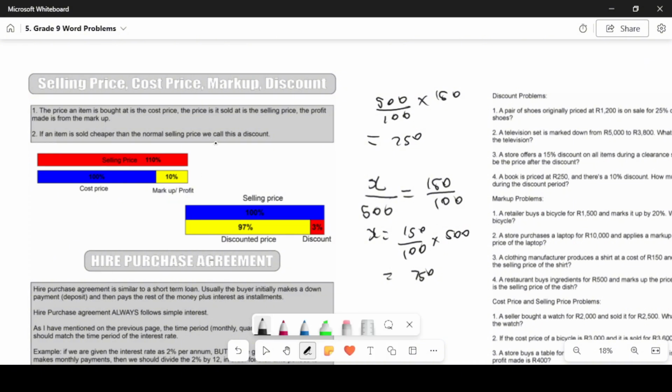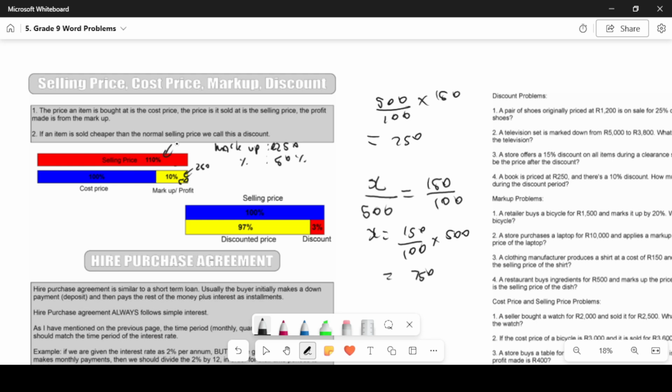Okay, let's say we were given the markup. So the markup is 250 Rand. And the markup percentage is 50%. Very simple. So what we can do is say the markup is 250, so I'll take the 250 and divide it into how many parts? 50 parts. Watch here. So this here is 250. Its percentage is 50%. So if I divide this into 50 parts, I get a single part.